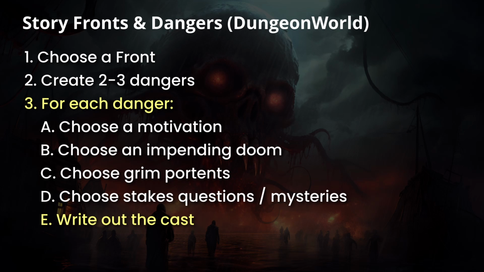And then lastly, just list the characters who are involved. Of course, these could be antagonists, these could be just supporting characters that have some kind of connection, or might be some of the people through which the grim portents are displayed. It could even be main characters that have some kind of connection to this particular danger. That way you have a grip on how the danger works, who it is going to be affecting the most, and where it's going to be showing up.